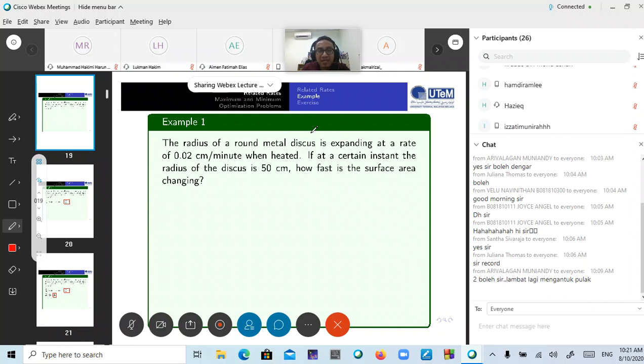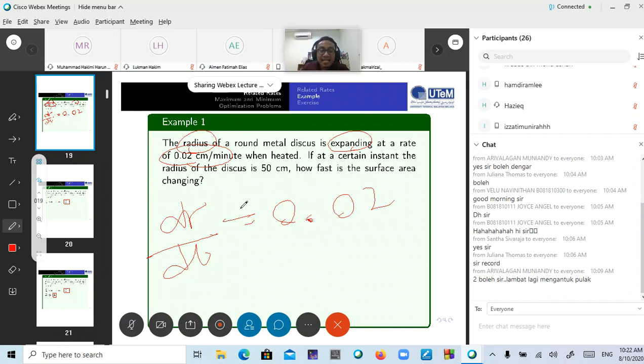The radius of a round metal disc is expanding at a rate of 0.02 cm per minute when heated. What is given? The radius. So this one is dr over dt equal to 0.02. I cannot draw the decimal point.